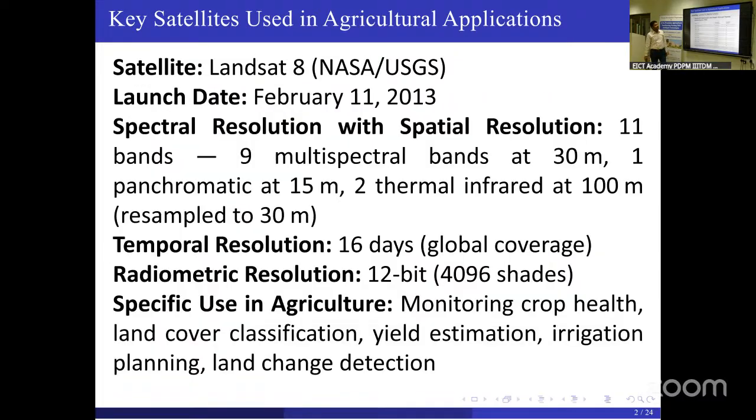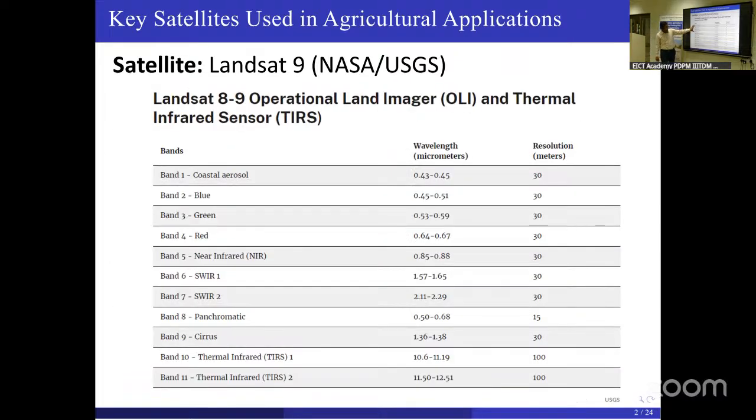So this is the band information, the spectral bands with their spatial resolution. Most of the bands we get at 30-meter resolution. We are interested in blue, green, red, and near infrared. So we get them at 30-meter resolution, which is lower than Sentinel-2.